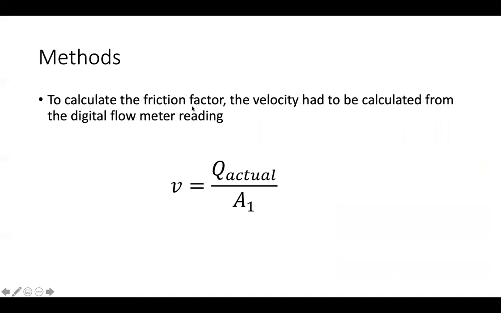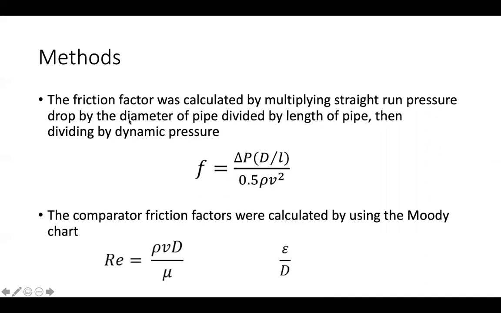To calculate friction factor, the velocity had to be calculated, and we used the Q actual from the digital flow meter divided by the area of the pipe to get this velocity. The friction factor was then calculated by multiplying the straight run pressure drop by the diameter of the pipe divided by the length of the pipe, and then also dividing by 1/2 times the density of water times the velocity squared, and this is the velocity from that digital flow meter.